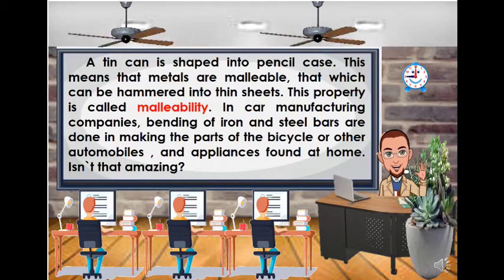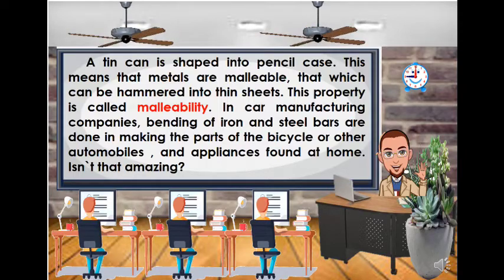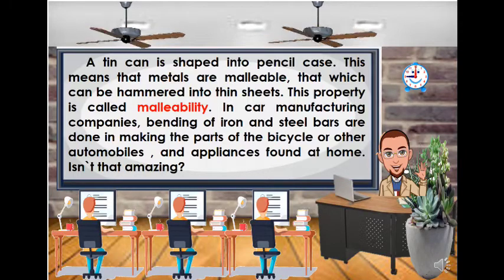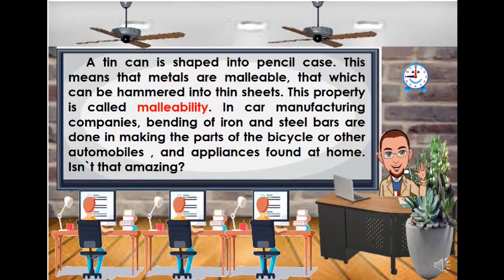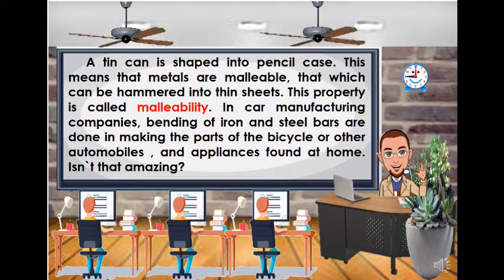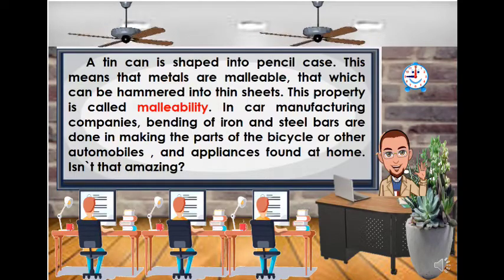In car manufacturing companies, bending of iron and steel bars is done in making the parts of the bicycle or other automobiles and appliances found at home. Isn't that amazing? So yun naman pala, pwedeng mag-bend. So may mga bender para makagawa ng bicycle, ng parts ng automobiles or sasakyan, and as well as appliances.